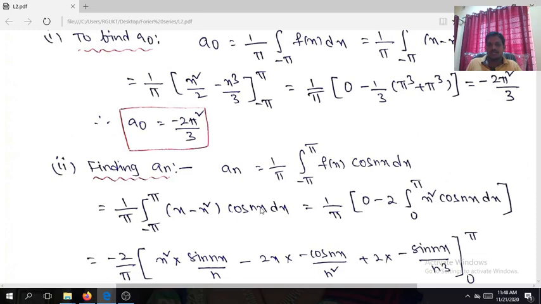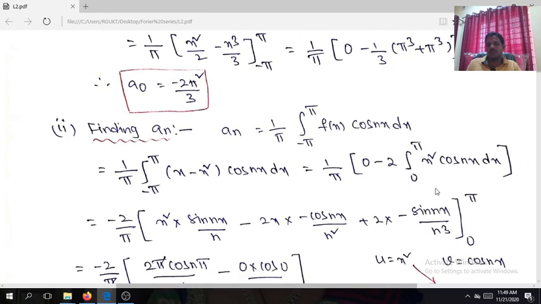And my x square into cos nx. x square is an even function, cos nx is an even function. The product of two even functions is also an even function. So x square cos nx is an even function. So the integral from minus pi to pi can be written as 2 into the integral from 0 to pi of x square into cos nx dx. This is a property of the definite integral. Okay, if I find this integral value, then we will get a_n here.